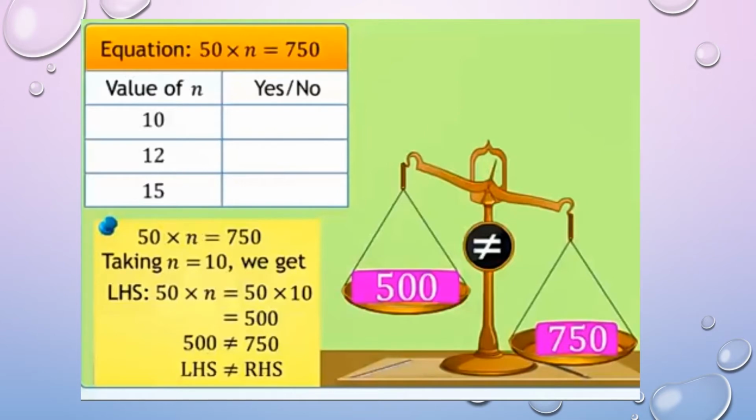Now, let us understand what that means. Taking n is equal to 10. Now, boys, listen. Here you have to take the value of n as 10. Instead of writing n there, you will write 50 into 10. So the value of LHS is what? 50 into 10 is 500. And the value of RHS is 750. So it is not equal. So LHS is not equal to RHS. Hence, n is equal to 10 does not satisfy the equation.